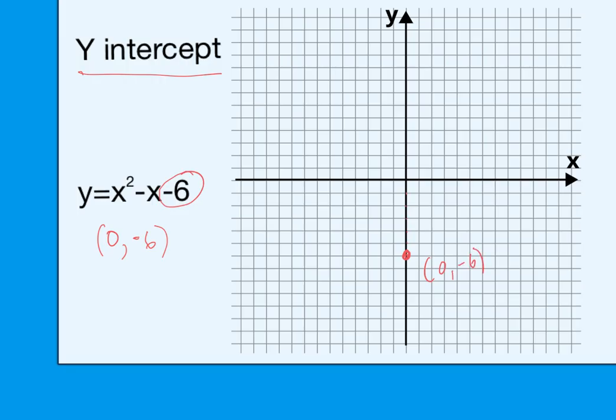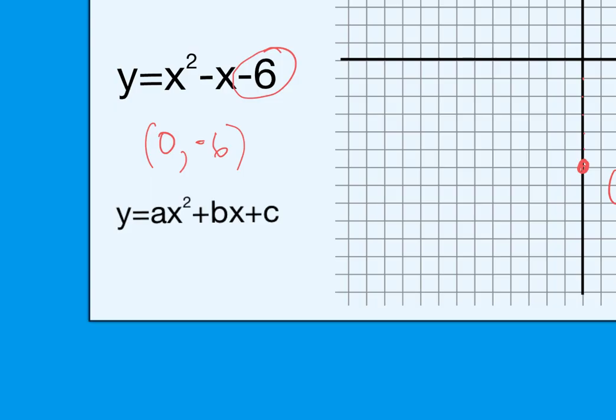So what am I saying? What I'm saying is that when you have a quadratic, y equal to ax squared plus bx plus c, your y-intercept is going to be 0, c. 0, c, okay? That's the first point that we need to know.